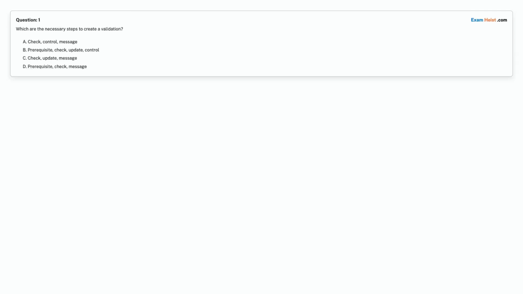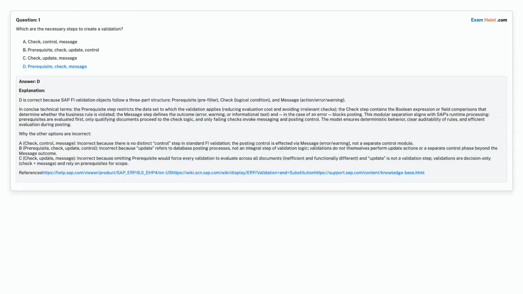Question 1. Which are the necessary steps to create a validation? Option A. Check, control, message. Option B. Prerequisite, check, update, control. Option C. Check, update, message. Option D. Prerequisite, check, message. Choose the correct answer. Correct answer is option D, prerequisite, check, message.